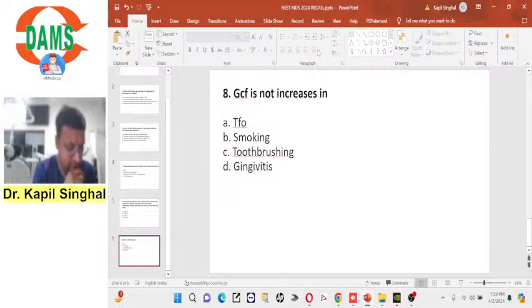Intracellular calculus forming bacteria. Okay, I would request you, if you can all think about the options, so that I can get an idea what was the question. Was the question: intracellular mineralization of plaque occurs due to which bacteria? Was the question like this?